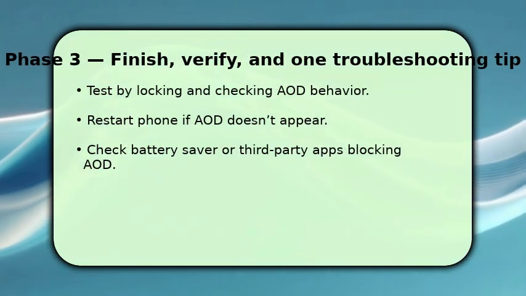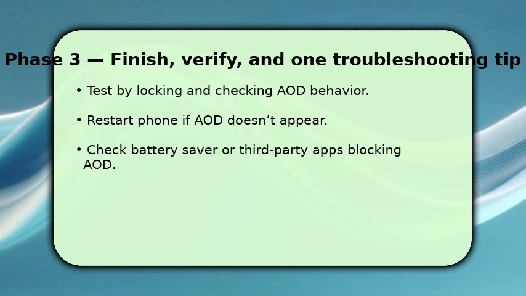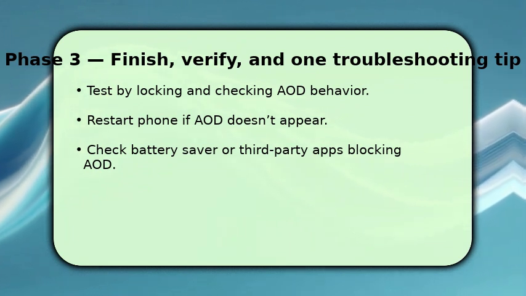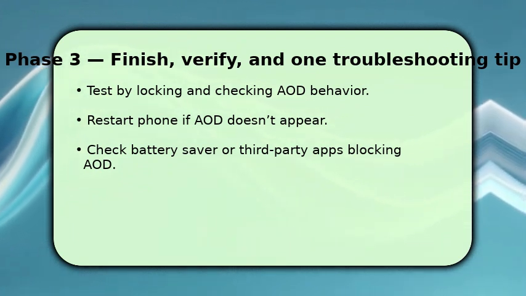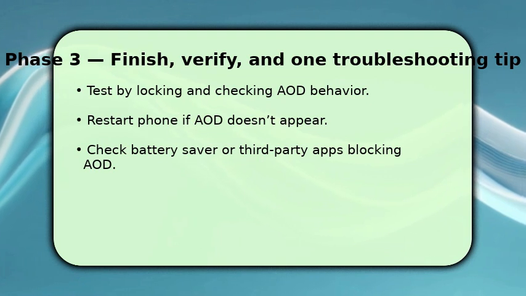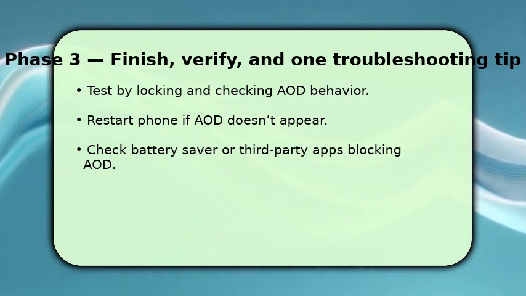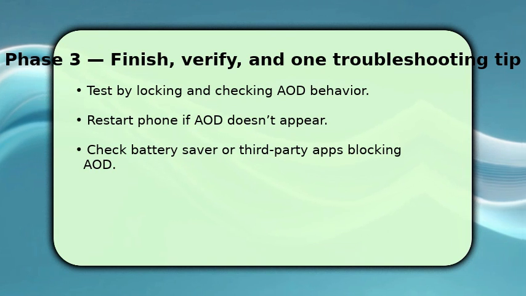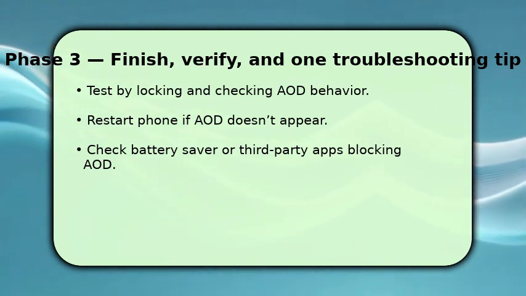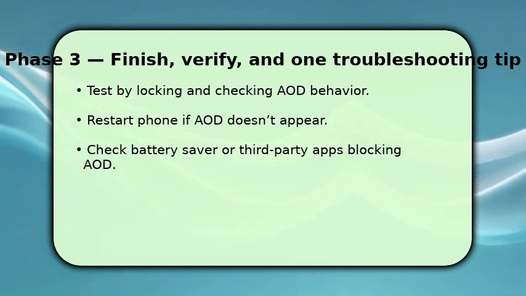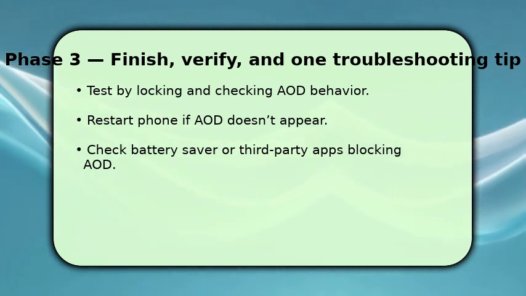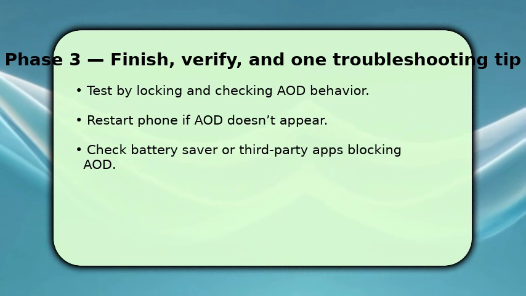If the clock or widgets are missing, reopen Settings and confirm selections. If problems persist, restart the phone to clear temporary issues and make sure battery saver or adaptive battery rules aren't disabling AOD. As one key troubleshooting tip, check for third-party lock screen or theming apps that can override AOD. Disable them temporarily and retest, because of conflicts.